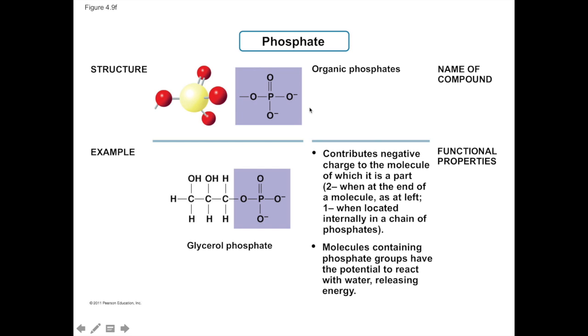And in the presence of water, these phosphate groups can release a lot of energy. And this is happening billions, trillions of times a second in your body, that these phosphate groups are being added onto different molecules to give them a burst of energy. And they're also very abundant in our DNA.